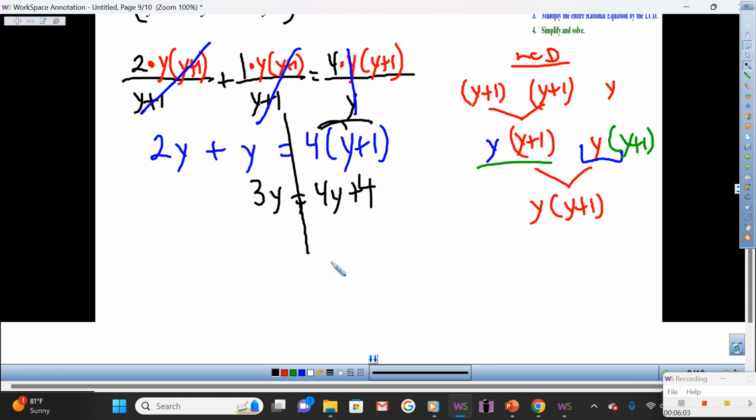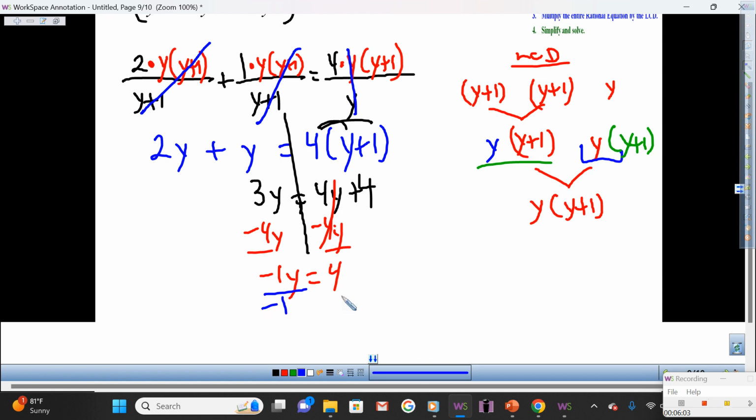What do we do from there? Danny, go. Subtract 4y from both sides. That leaves us with negative 1y equals 4. And last but not least, everyone, divide by negative 1. So y equals negative 4.